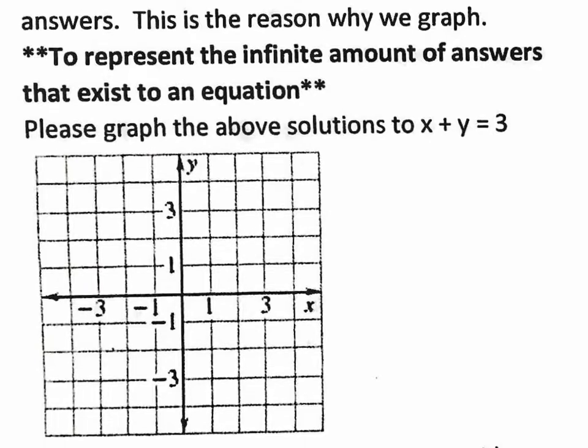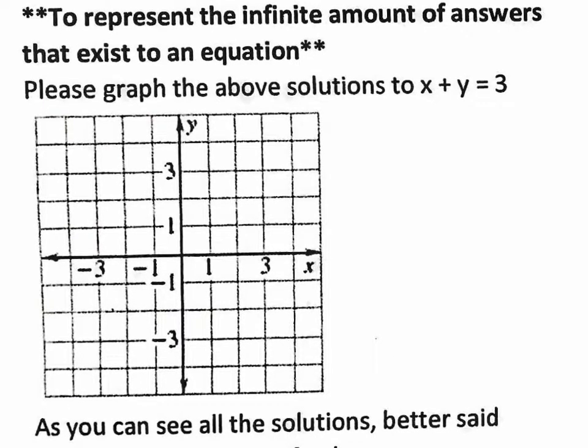So let's actually take the coordinates that we had, the answers that we had to the equation x plus y equals 3, and let's graph them on an xy plane. So we said 2 plus 1, so 2 comma 1, that's a solution. That's a coordinate. Let's graph the coordinate 2, 1.